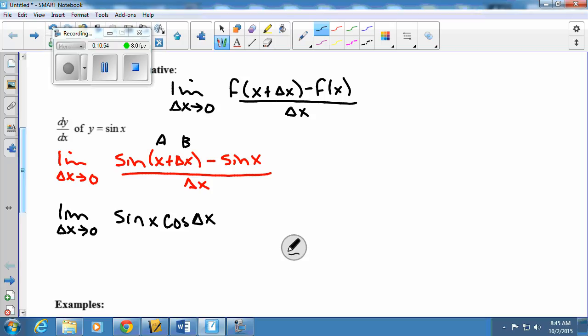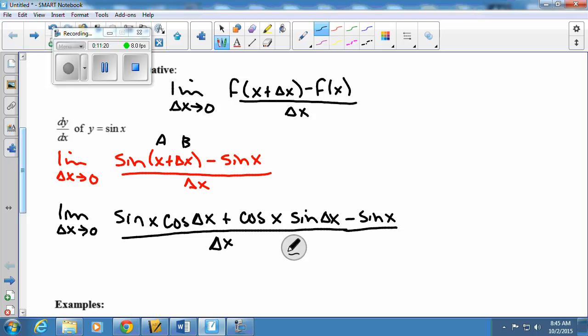So if I'm adding here, I'm going to be adding here. And then what am I going to get? Cosine of X. Oh, why am I writing A? Sine of delta X. And all of this is over delta X. And don't forget to subtract the sine of X, the rest of your numerator. Well, that sure just got busy, didn't it?